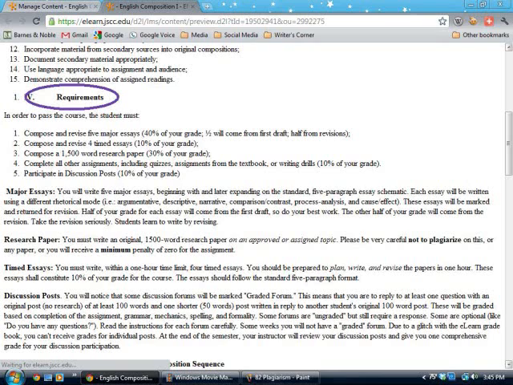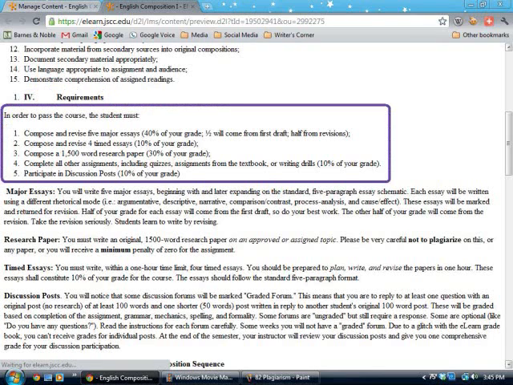Now that we've talked about what the different letter grades mean and insert comments, highlighting, and track changes, let's talk about the requirements for this course. In order to pass this class, here's what you're going to need to do. Compose and revise 5 major essays, compose and revise 4 timed essays, compose a 1,500-word research paper, complete all other assignments including quizzes, assignments from the textbook, or writing drills, and participate in discussion posts.